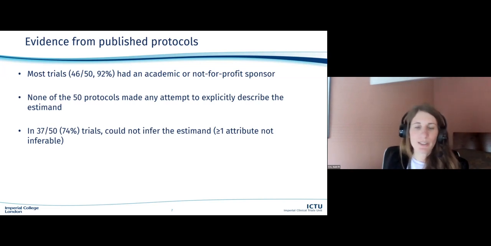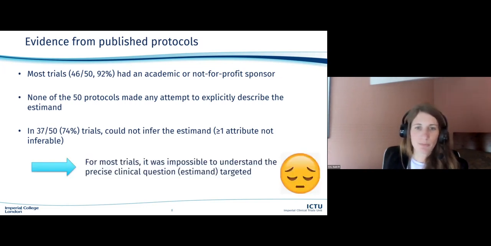And concerningly, for 74% of the trials, the Estimand couldn't be inferred from the reported methods. So that is, the recipe or the statistical method didn't enable us to unambiguously tell what precise question the trial was going to address. This means that for most trials, it was impossible to understand precisely what clinical question the trial was designed to target from the trial protocol.